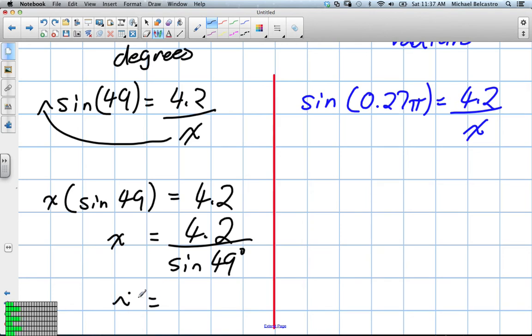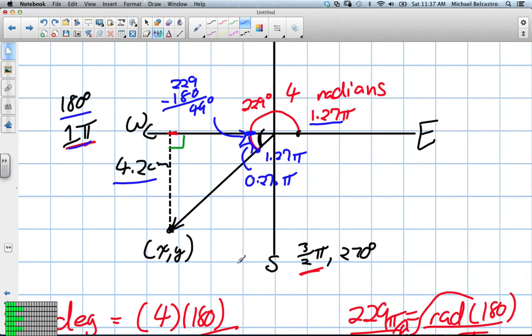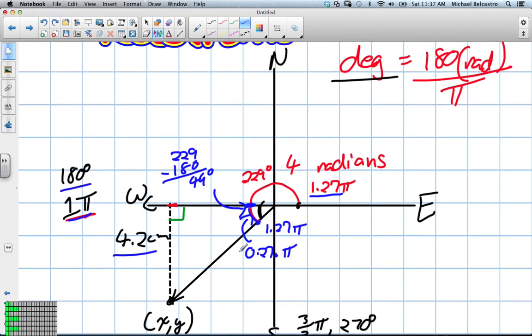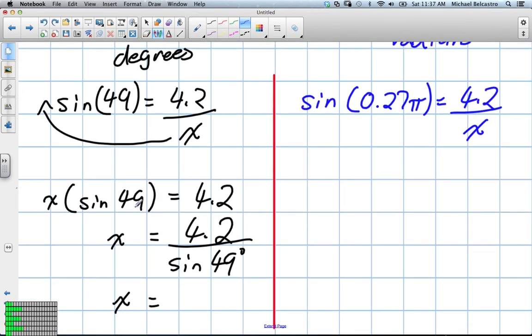What would you get in terms of a degree measurement? 4.2 divided by sine 49. And in the meantime, I'll move this triangle. A negative number. Is that okay? Well, let's think about it. Sine is negative in our CAST system, but actually no, this sine 49, because we've changed it, we're not using obtuse angles, we've changed it to an acute angle, it shouldn't go into a negative. So you should try that again. Sine 49 should be positive.